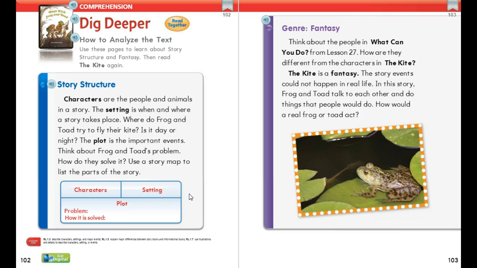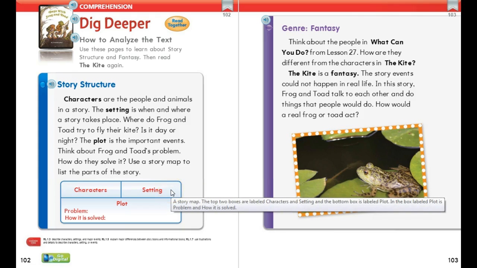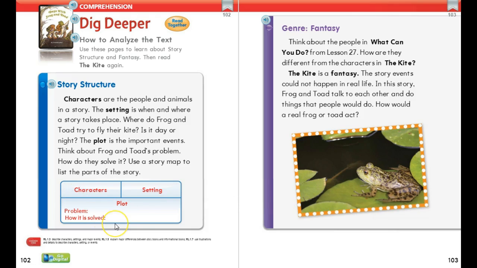We could list Frog, Toad, and 3 robins under characters and describe them. The story takes place in a meadow. That's the setting. What does it look like? And what is the weather like? Is it day or night? So we can describe the weather, or the meadow, under setting. And then under plot, we can describe the main events, telling about Frog and Toad's problem and how it was solved.